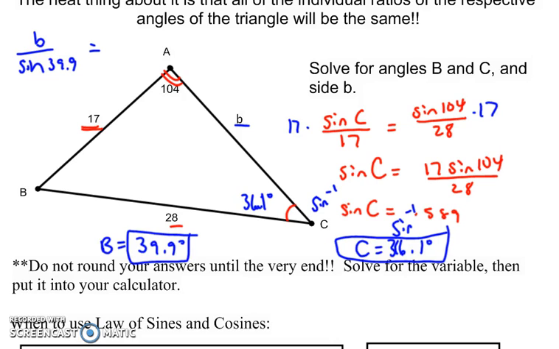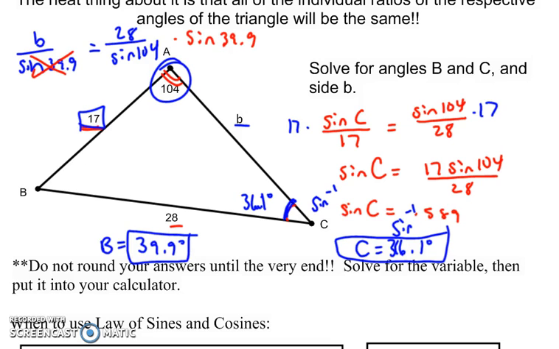now I could use sine of angle C divided by 17 if I wanted to, but I'd rather just use angle A. It looks like an easier number for me to work with, and I don't have that number stored in my calculator. So side a, 28 divided by the sine of angle A, sine of 104. And then if I multiply both sides by sine of 39.9, that should tell me how big b is.